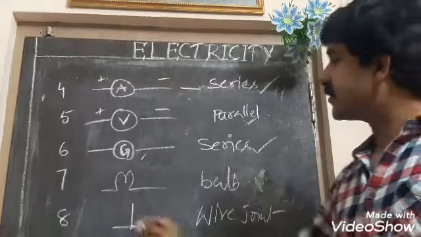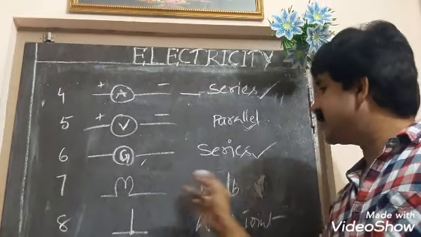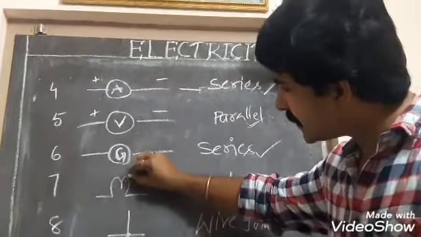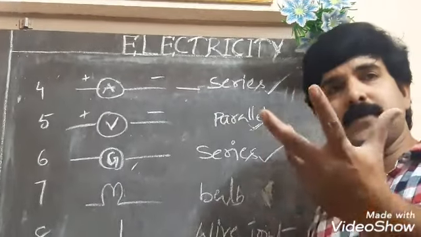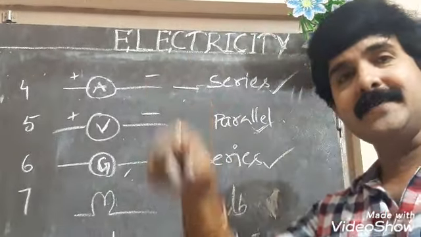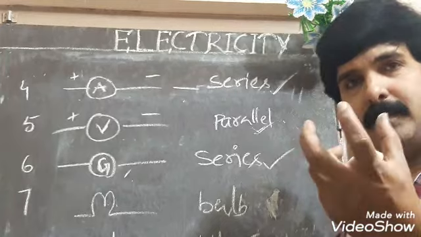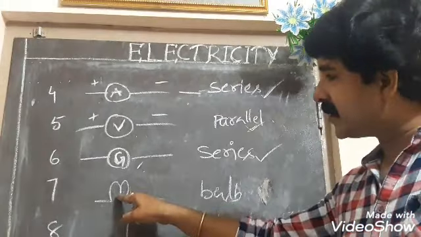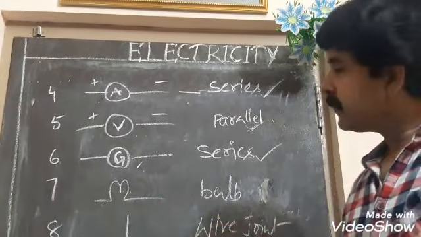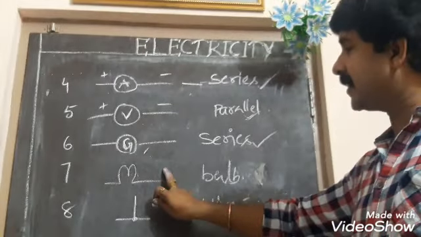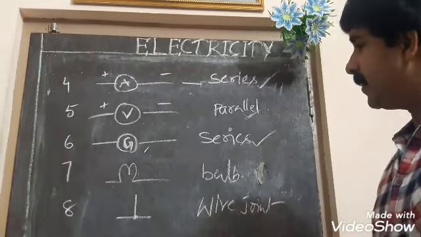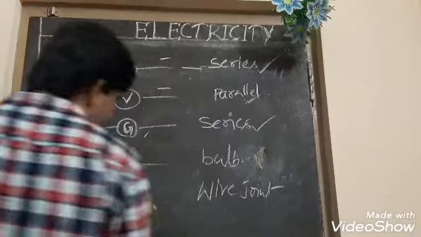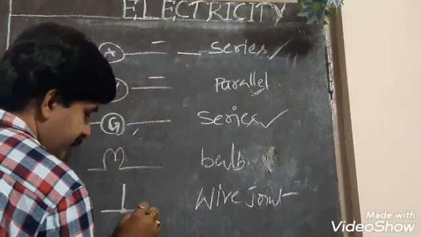Next, this is the indication of a bulb. When you observe a bulb, the filament is visible inside the glass chamber. This is the picture of the filament. This is the sign we use for indicating the bulb.